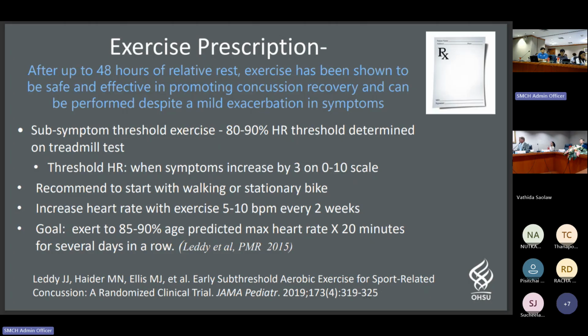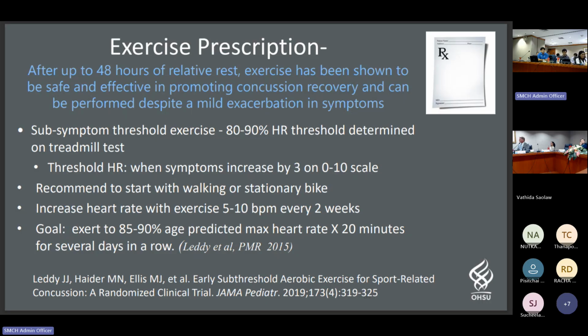So we say subsymptom threshold exercise, and the goal is to be at about 80 to 90% of that threshold. But the threshold is really when the symptoms increase by 3 on a 10-point scale. So when people say subsymptom exercise, it's really allowing for exacerbation of symptoms by about 2 points. When it goes to 3, that's where you hit your 100% heart rate threshold, and then we exercise them at this 80 to 85 to 90% range. And then you go through increasing the heart rate by 5 to 10 points every 2 weeks.